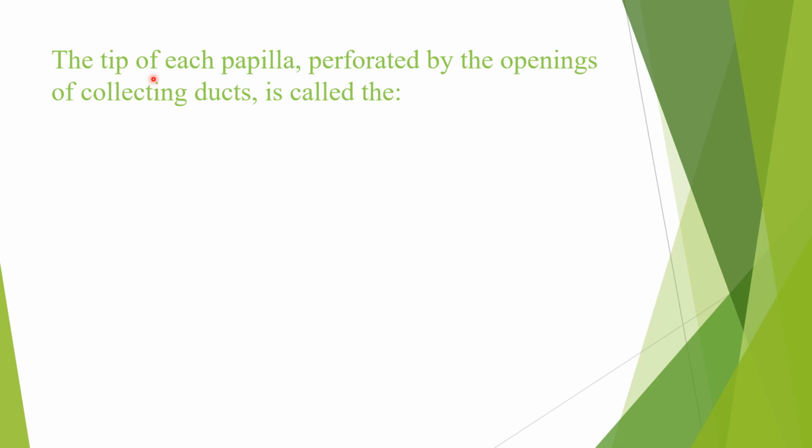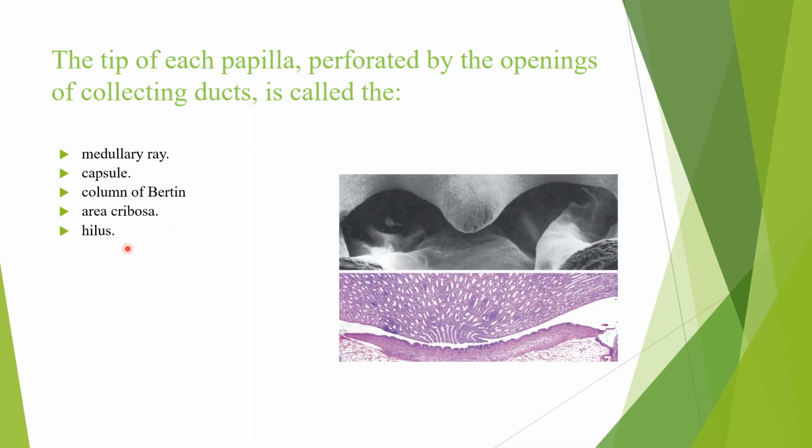Next MCQ: the tip of each papilla perforated by the openings of the collecting duct is called? The options are the medullary ray, capsule, columns of Bertin, area cribrosa and hilus. You can best understand this by this area. This is the tip of the papilla which is perforated by the collecting duct, and this area is given the name of area cribrosa or cribriform area because it has many perforations. This is the histological section and this is a transmission electron micrographic picture of the area cribrosa. So the tip of each papilla perforated by the openings of the collecting duct is called the area cribrosa.